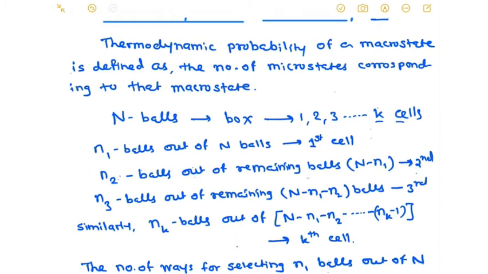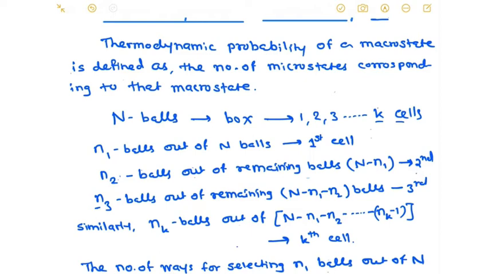Similarly, n3 balls we also select out of the remaining balls. Earlier we selected n2 balls out of n minus n1 balls. Hence, how many remaining? N minus n1 minus n2 balls are remaining. In that remaining balls, we have to select n3 balls. Hence, n3 balls out of the remaining balls n minus n1 minus n2 fall in the third cell, then we find the number of ways for the third cell.